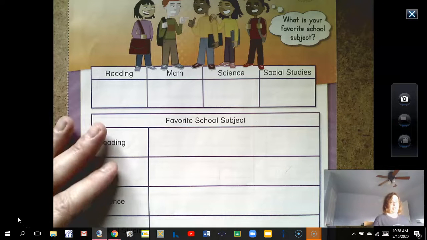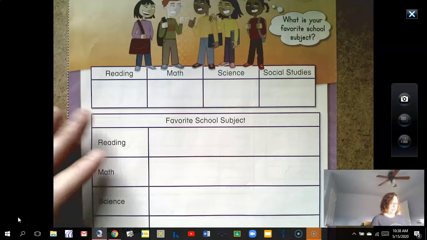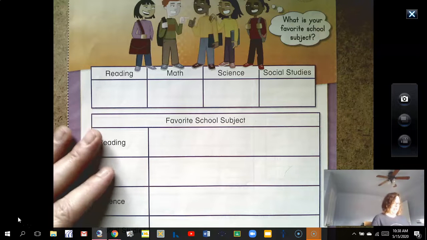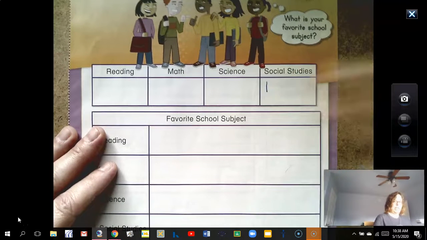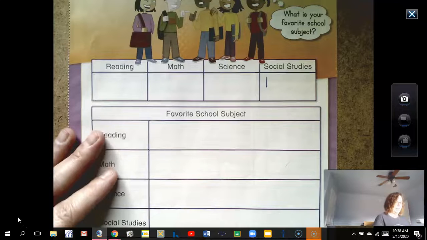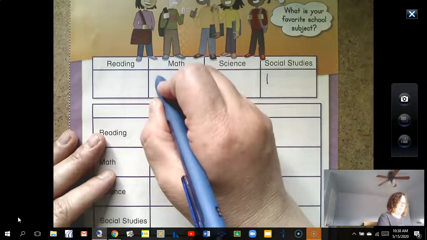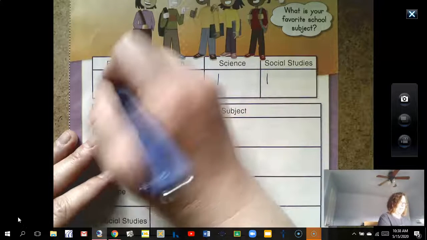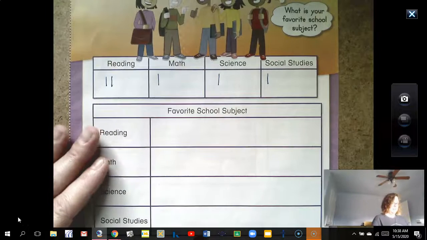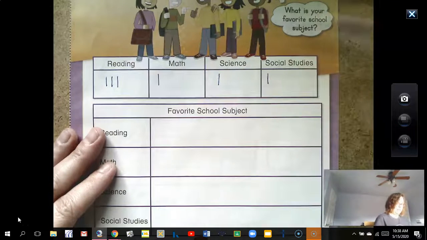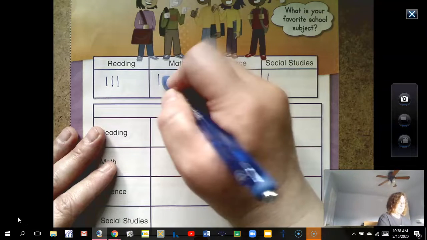And if I asked all of you, then you would tell me reading or math or science or social studies, and I would tally mark. Like someone said social studies, so I'll put 1 tally mark. And someone said science, and then a math, then a reading. Then another person said they liked reading, and another person said they like reading, and then we have another science and math.